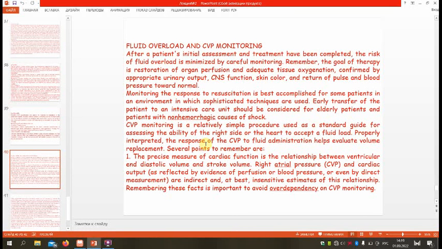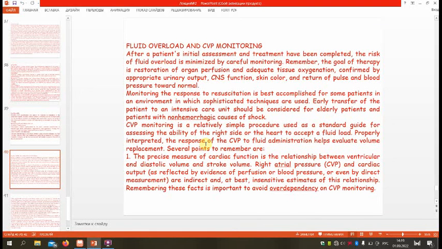Fluid overload and CVP monitoring. After a patient's initial assessment and treatment have been completed, the risk of fluid overload is minimized by careful monitoring. Remember, the goal of therapy is restoration of organ perfusion and adequate tissue oxygenation, confirmed by appropriate urinary output, sensorium function, skin color, and return of pulse and blood pressure toward normal.